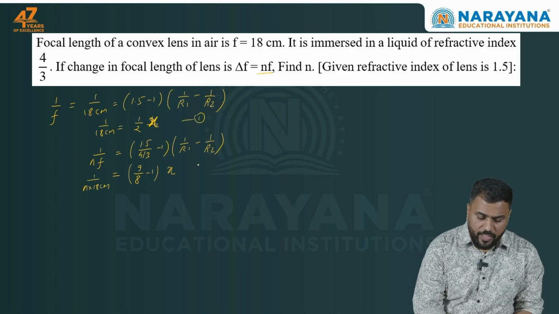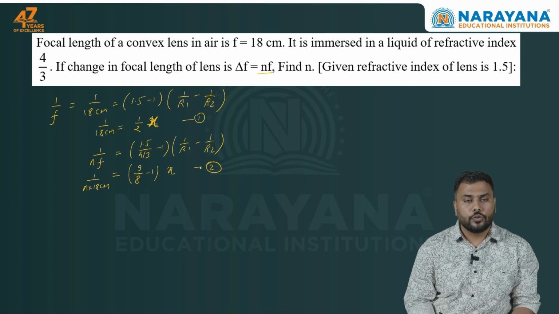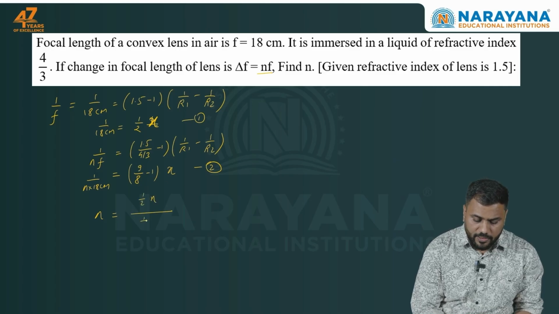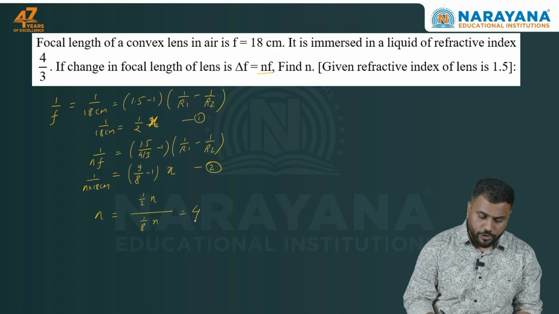I need to find the value of n, so I am going to divide these two equations. So n will be equal to, in the first equation I have 1 by 2 x, in the second equation 9 by 8 minus 1 is 1 by 8 into x, so you can see this is 4. So the answer of this question should be 4.